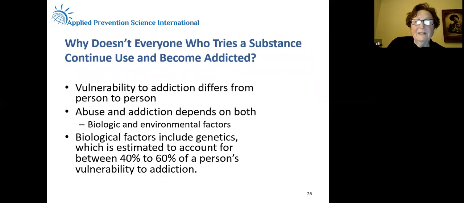So why doesn't everyone become a substance user? We don't have a great deal of research on this, and this would be an area to explore for a young person who wants to make a name for themselves. We know that vulnerability differs from person to person. It depends a lot on biological and environmental factors.